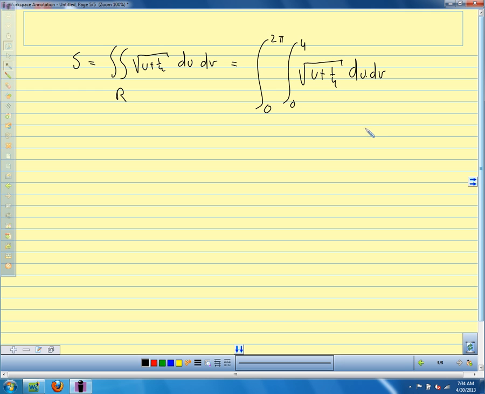Because each of these is constant, neither of our limits of integration are functions, so we could switch the order and it would be fine. So we can integrate this. This is not a difficult one to evaluate. When we evaluate this, we end up with pi over 6 times 17 square root 17 minus 1, or approximately 36.177 square units.